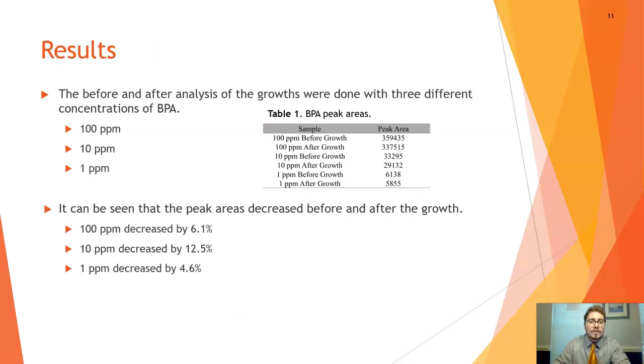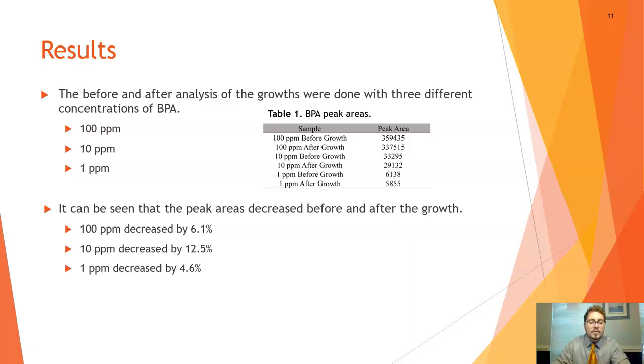So to the results: the before and after analysis of the growths were done with 3 different concentrations of BPA. We did 100 ppm, 10 ppm, and 1 ppm. If you look to the right at table 1, the 100 ppm before growth was around 360,000, and the 100 ppm after growth was right around 337,000. So there's a difference in peak area from before and after. The same thing with the 10 ppm and 1 ppm, where the peak area decreased before and after the growth.